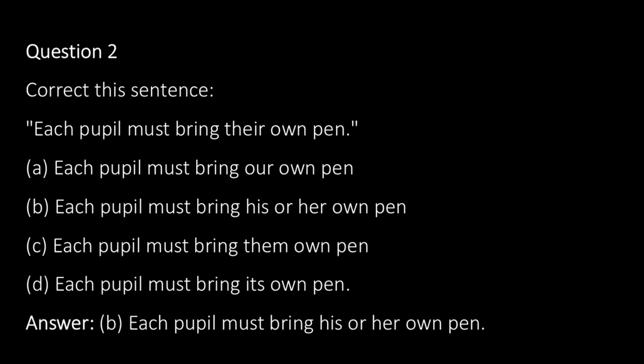Ready for the next one? Let's correct a sentence. The sentence is: each pupil must bring their own pen. What's the correct version? A, each pupil must bring our own pen, B, each pupil must bring his or her own pen, C, each pupil must bring them own pen, or D, each pupil must bring its own pen?